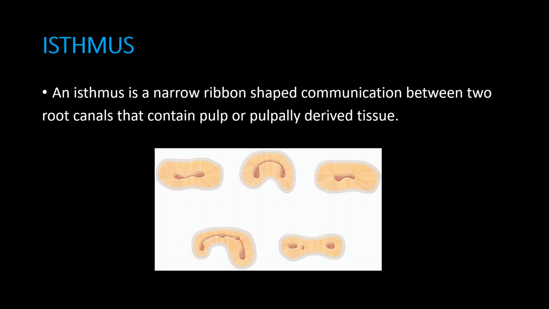Type 4 is a complete or incomplete isthmus between two or more canals. Type 5 is marked by 2 or more canals with no communication.